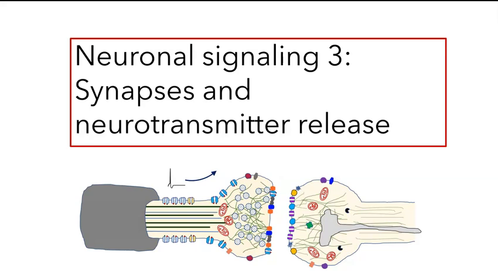When an action potential arrives at the nerve terminal, it triggers the release of neurotransmitter. In this video, we'll look at the anatomy of the axon terminal. We'll also look at the events that lead to neurotransmitter release.